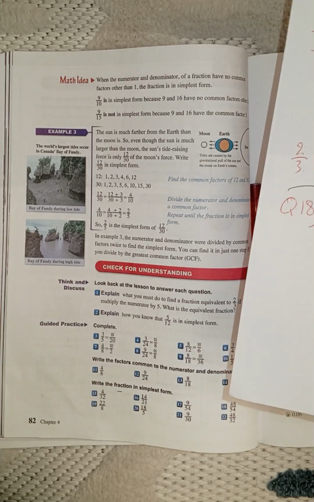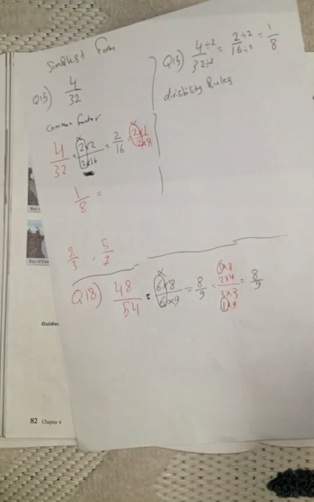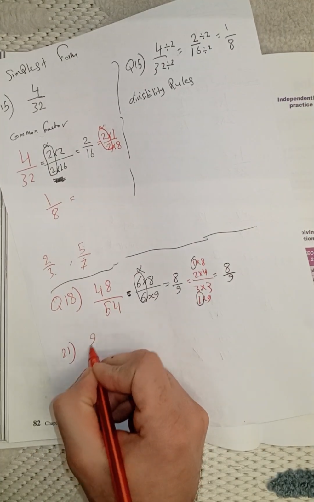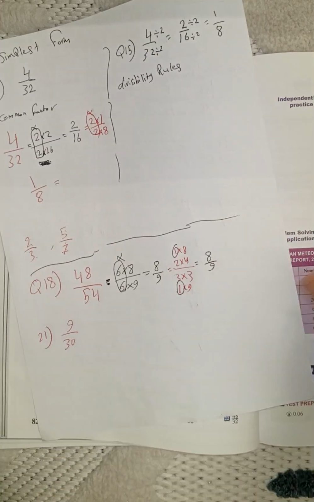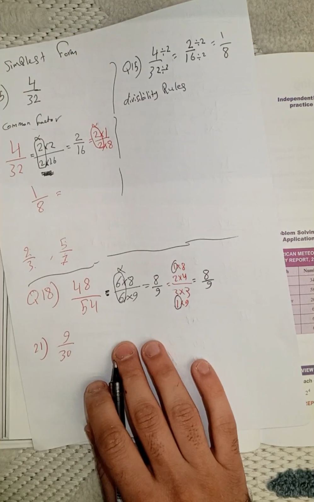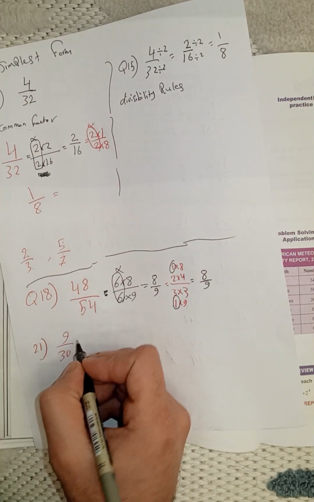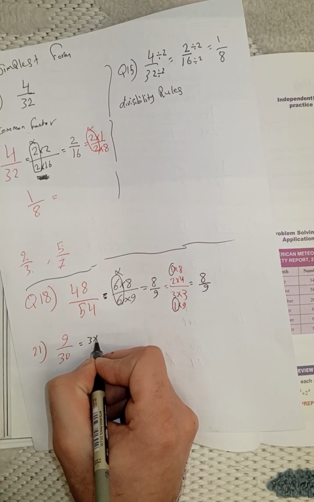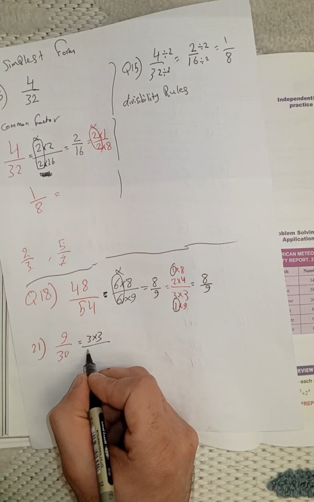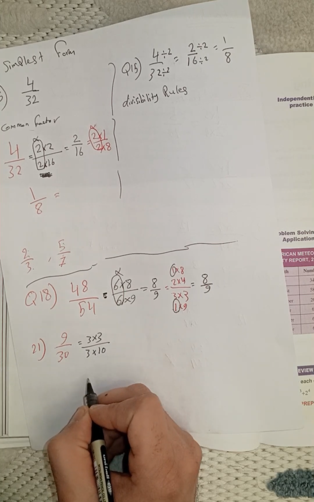Another one, question 21: 9 over 30. Okay? So 9 over 30. 3 times 3 is 9, right? But for 30, we can say 3 times 10, right? There is another factor pair, which is 6 times 5.